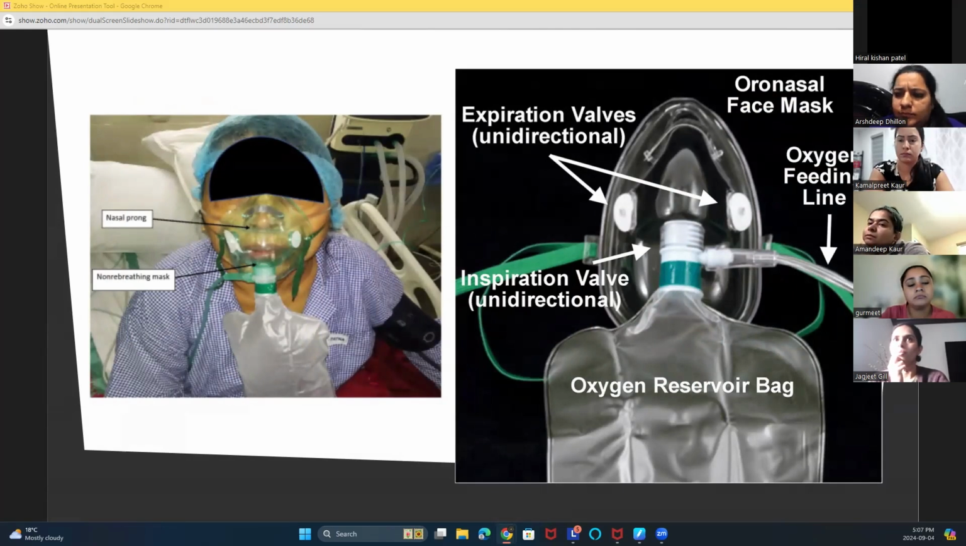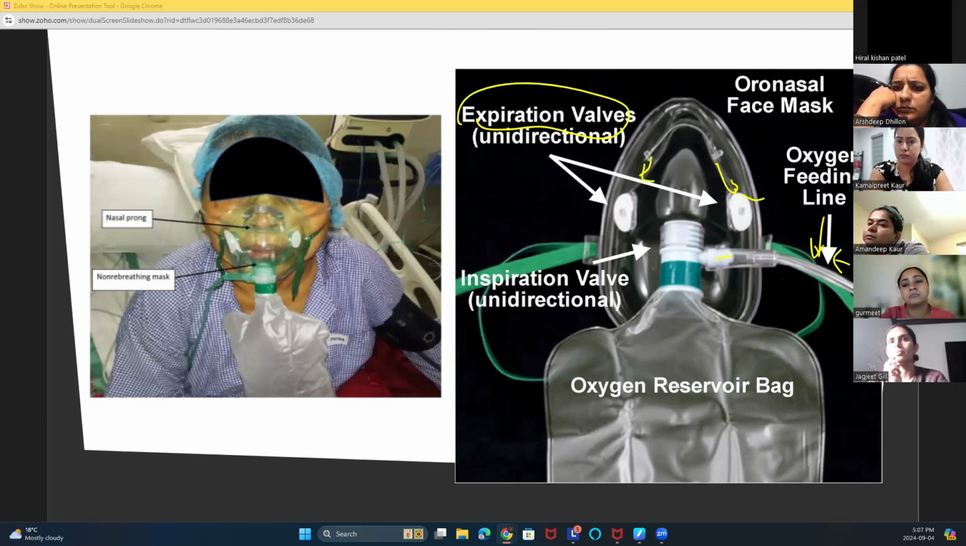What happens is we have expiratory valves here. When you are breathing in, you are breathing the oxygen coming through this oxygen line. And when you're breathing out, the carbon dioxide goes out through a unidirectional valve. Only the carbon dioxide will go out. It won't let the outer air enter into the mask. So it is unidirectional. That is why it is called non-rebreather. You are not breathing your own last breath, it is gone out.